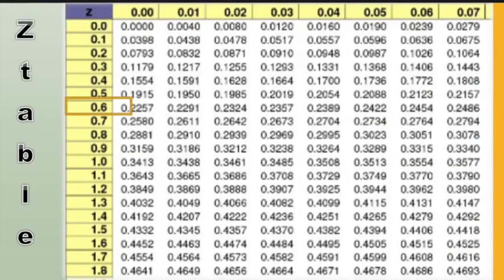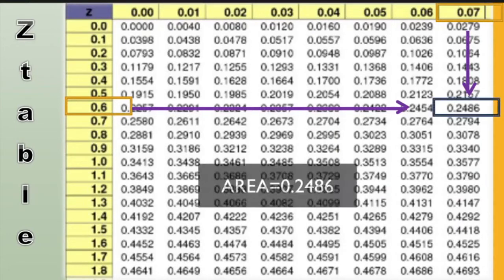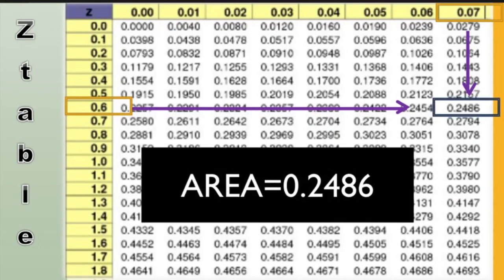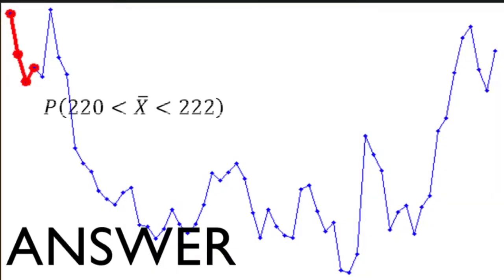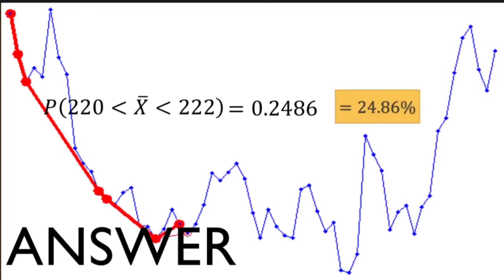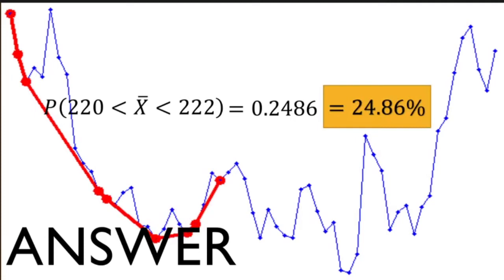In order for us to know the percentage, we are going to use the z table. So, 0.67 will have an area of 0.2486. So the answer is, the probability that the mean is between 220 and 222 is 0.2486. Then multiplying it by 100%, we will have 24.86%. So this will be its probability.